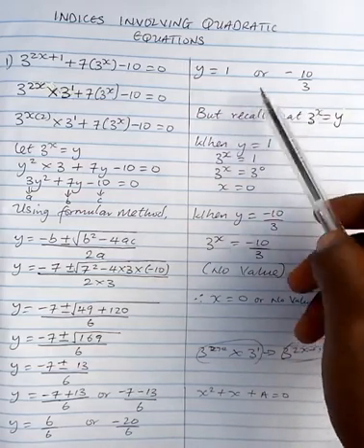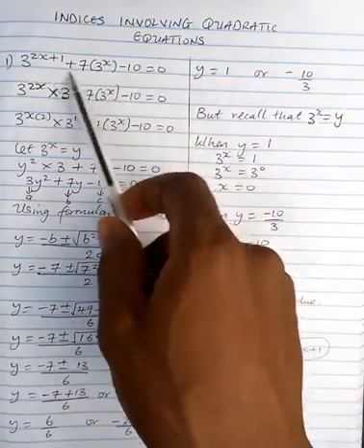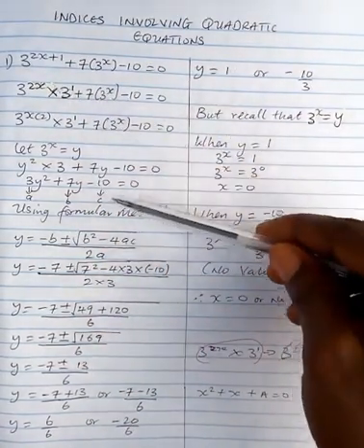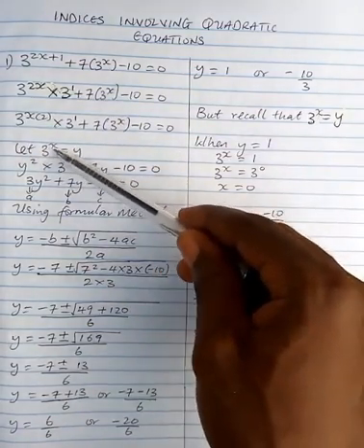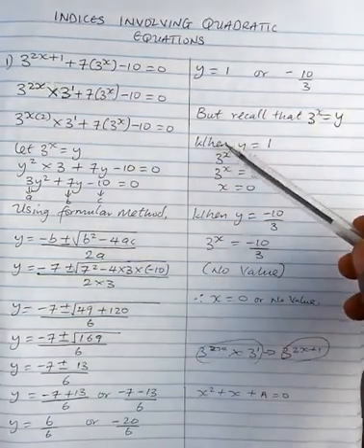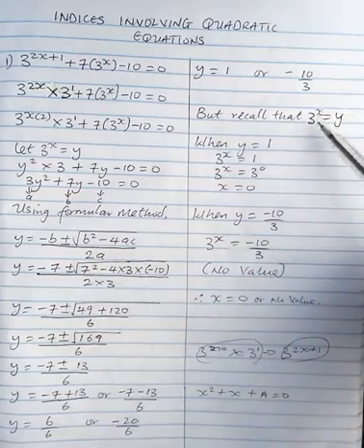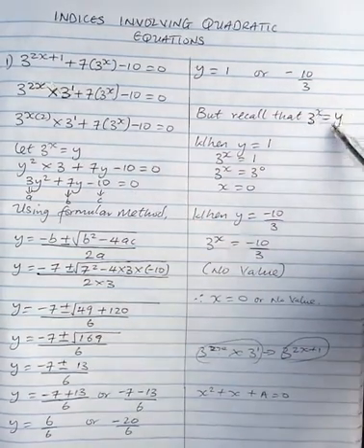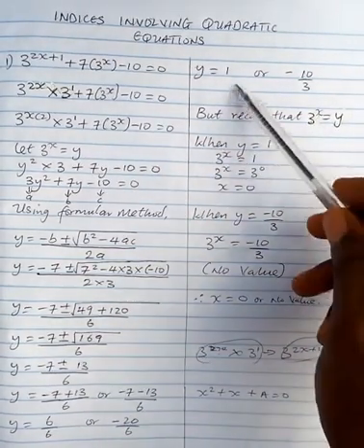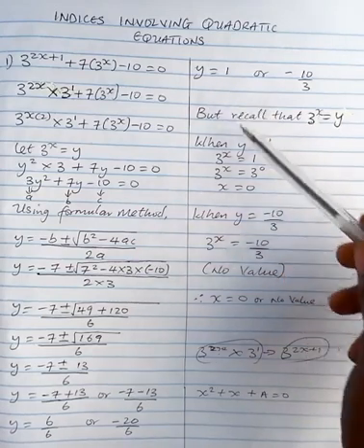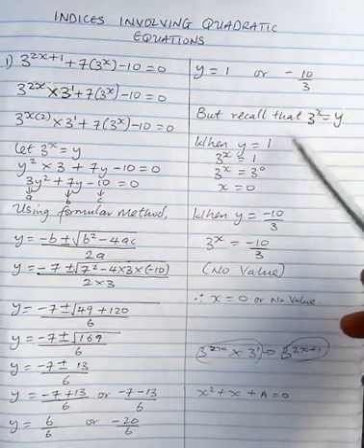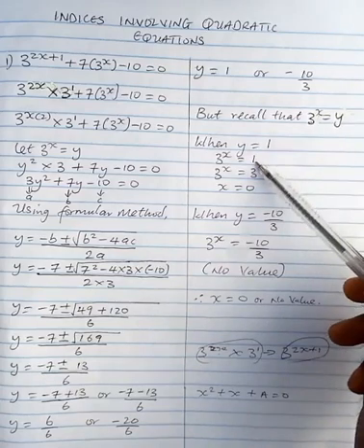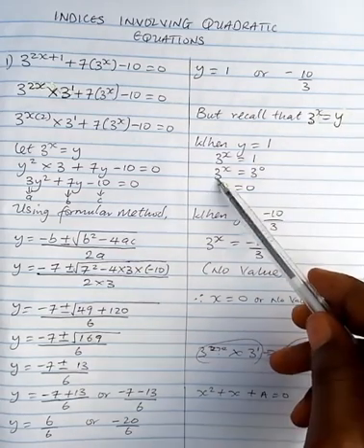But recall that we are not dealing with y. There was no y in the question, so we were the ones that brought about this y. We said let 3 raised to the power x equal y. Now when y is equal to 1, we have 3 raised to the power x is equal to 1, since y is now 1.